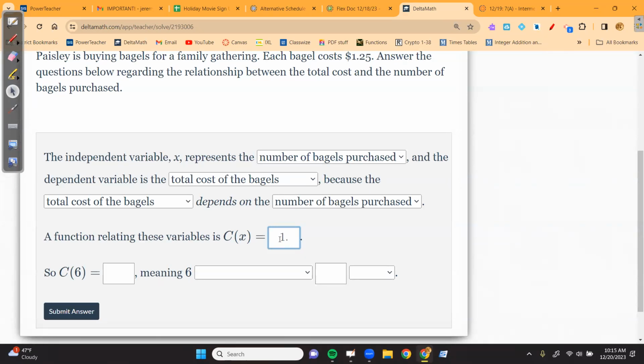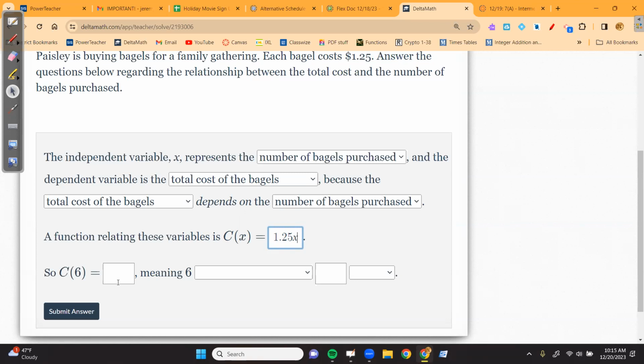It involves the number 1.25. I have to multiply that by x, don't I? So the function is $1.25 times x. There is no plus or minus, again, because there's no start point. Like you don't walk in and say, here's $5. Do I have the right to place an order now? It's like, no one does that.